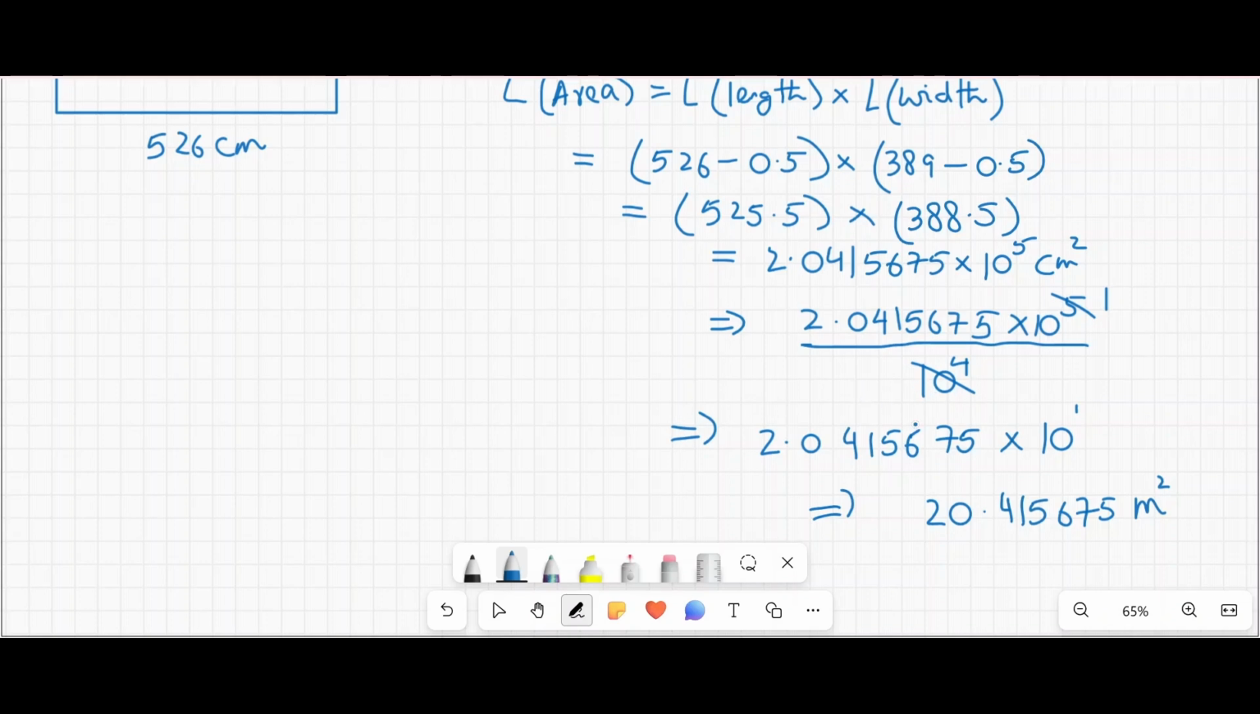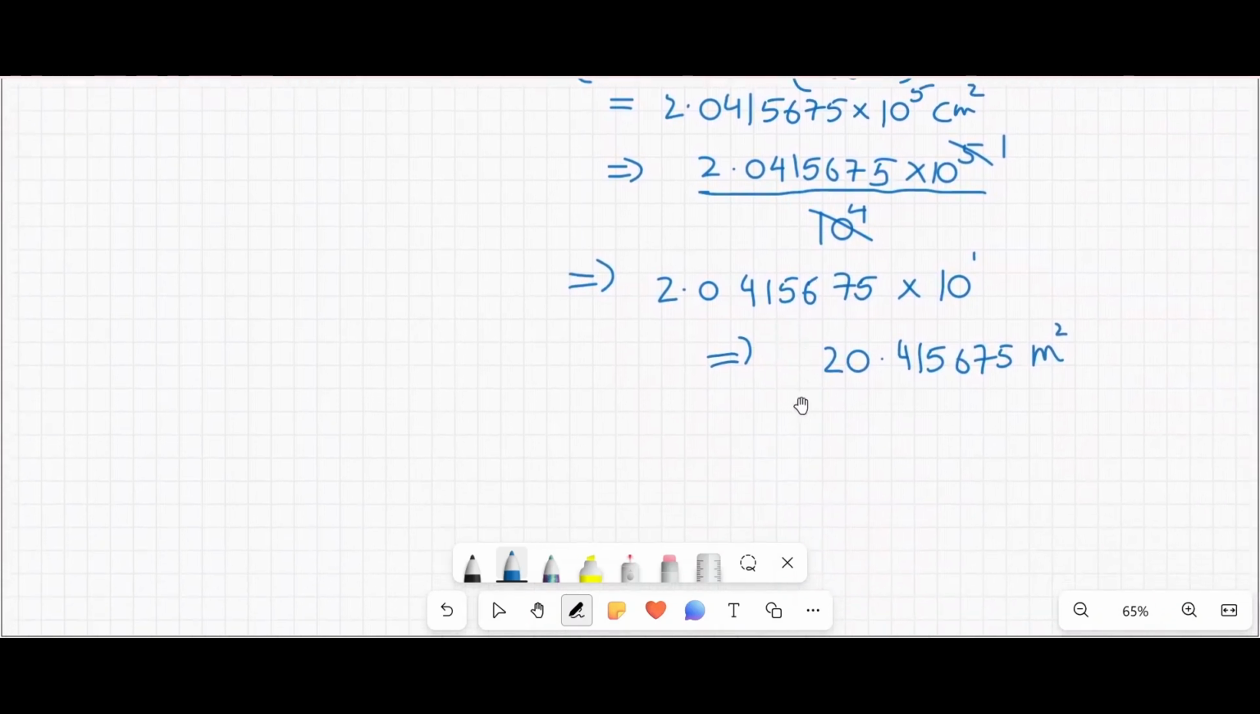But we want the answer to three significant figures. So we will get 20.5 meters square. Previously it was found, and you can check from the previous notes.